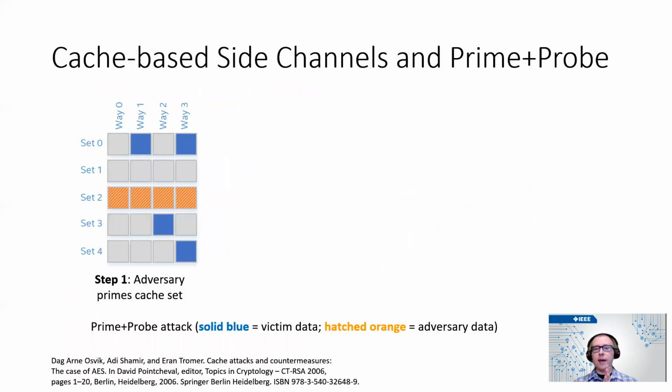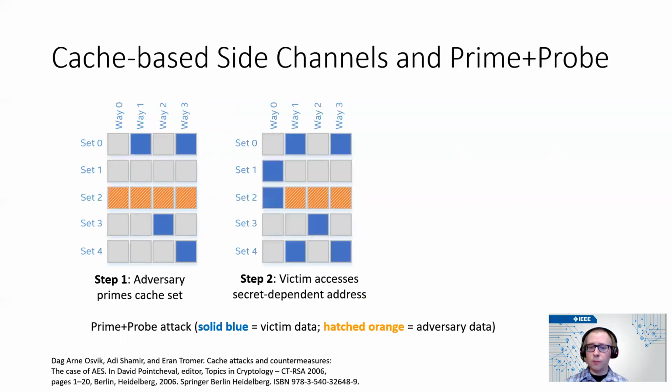And now we arrive at what is arguably the most widely studied side channel in academia, and that is the state of a set associative cache. The popular prime and probe technique was first introduced in 2006, and it proceeds in 3 steps. In step 1, the adversary loads enough cache lines that map to the same cache set to fully saturate that cache set.